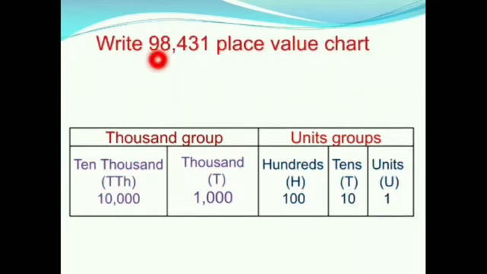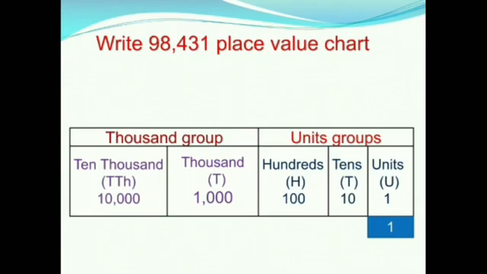Now we will write 9, 8, 4, 3, 1 in place value chart. First we will write the place values. First from the units group. Unit group has units, tens, hundreds. Next thousands group. Thousands group has thousand, 10,000. First we will go from right to left. From the right first digit is 1. So we will write 1 in units place.